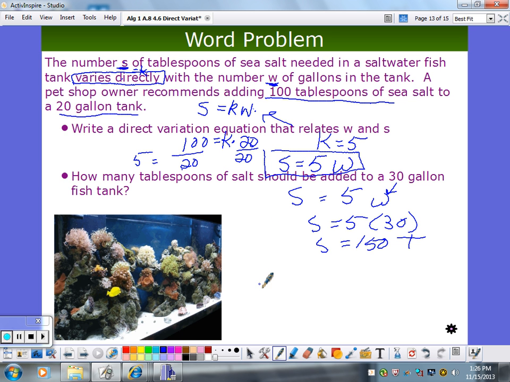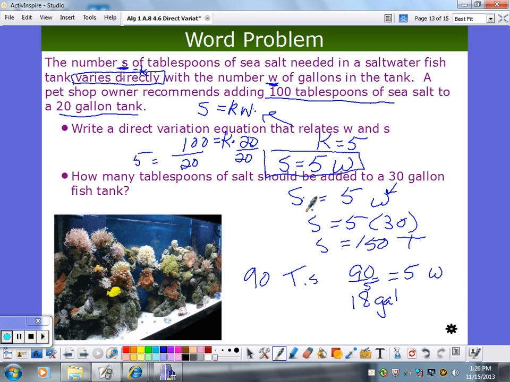Now what if they said, I've got 90? I've got salt, and I've only got 90 tablespoons of salt. That's a silly example. What's the maximum gallons I could use in the fish tank? Well, I know the salt, but I don't know how much water. So what would it be? An 18-gallon tank. So I can go either way now.